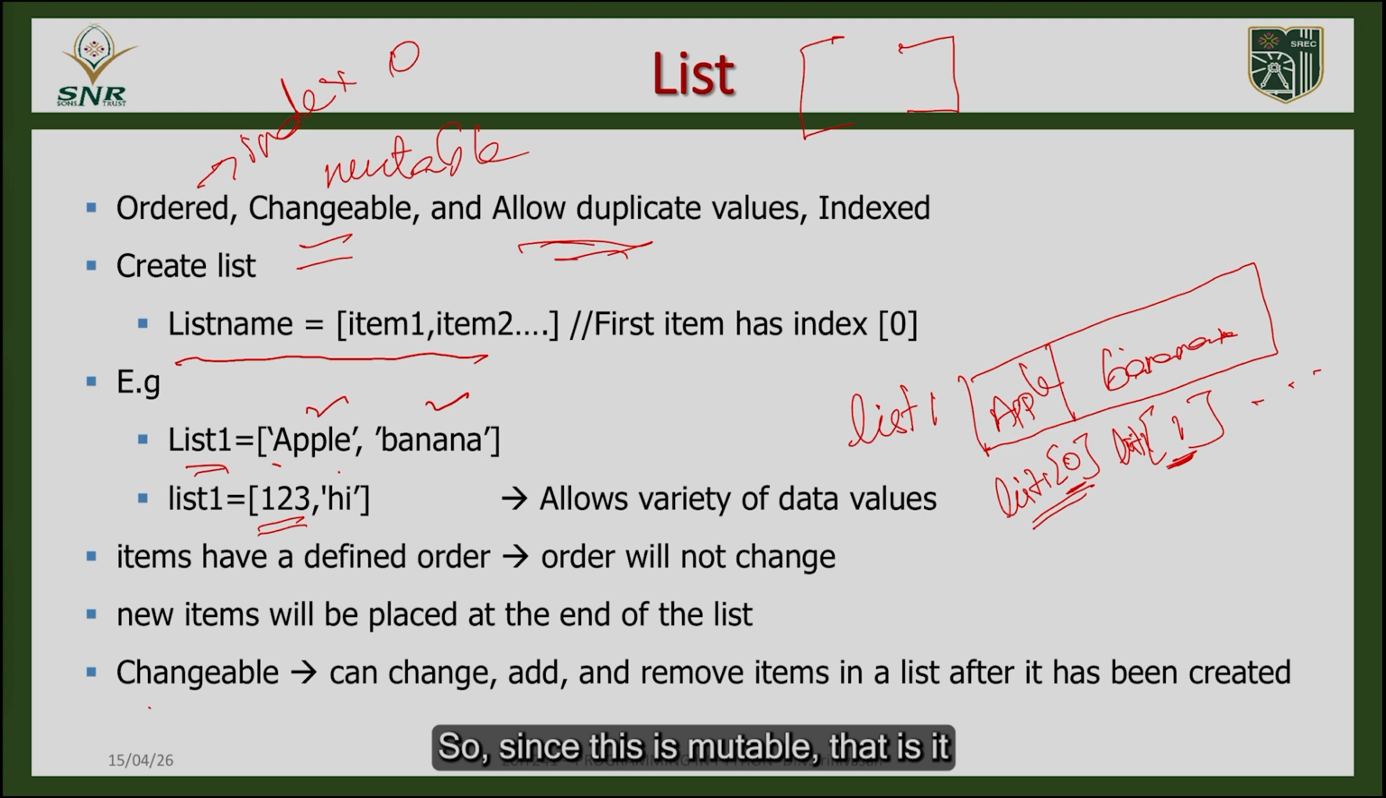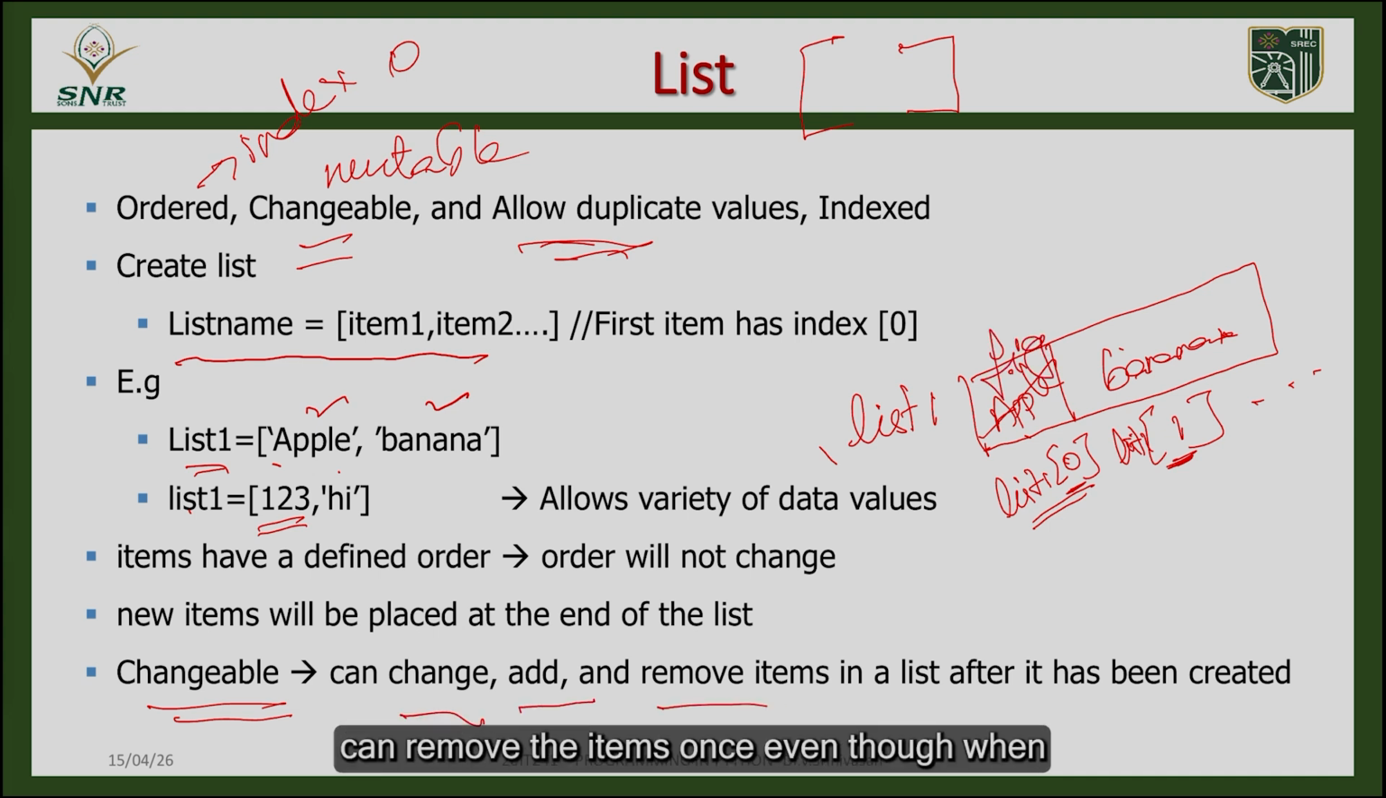Since this is mutable, that is, changeable, we can change the values of list1. Apple, we can change it into fig. This is possible. So you can change, add, or remove items. Even after the values are assigned inside the list, all the changes like adding, removing, or replacing can be done inside a list.